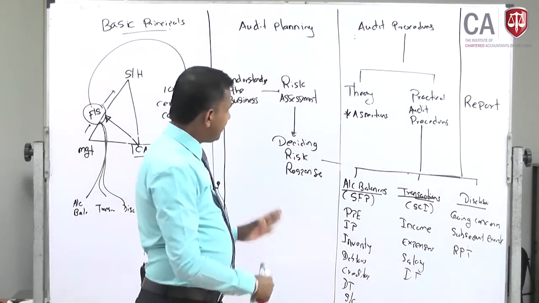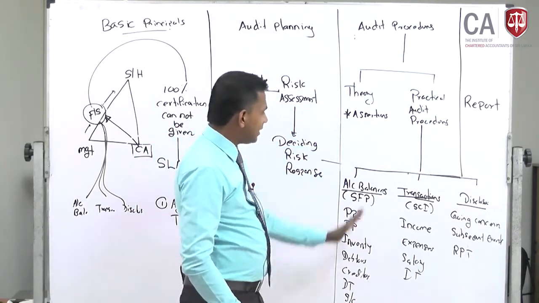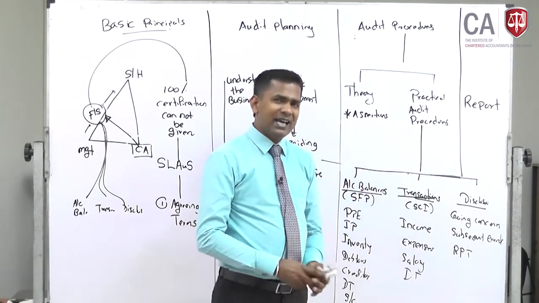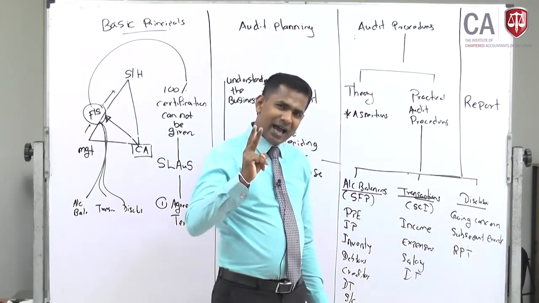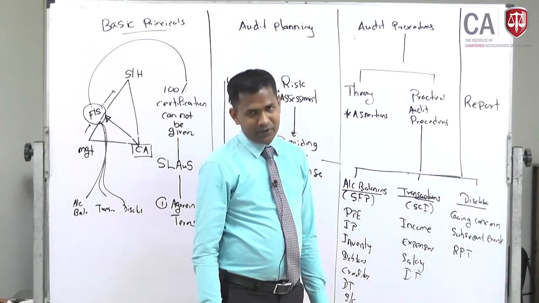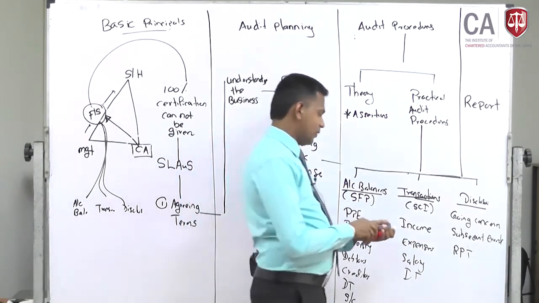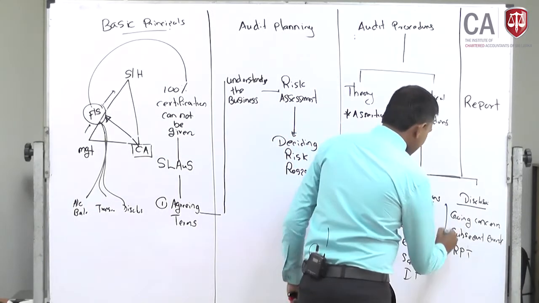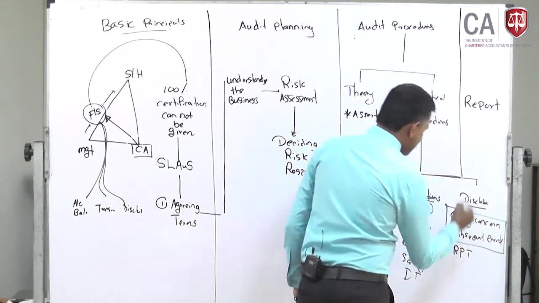When doing these audit procedures on account balances, transactions and disclosures, there are two important areas, highly examinable areas where the examiner could touch, right? That is these two areas: going concern and subsequent events.